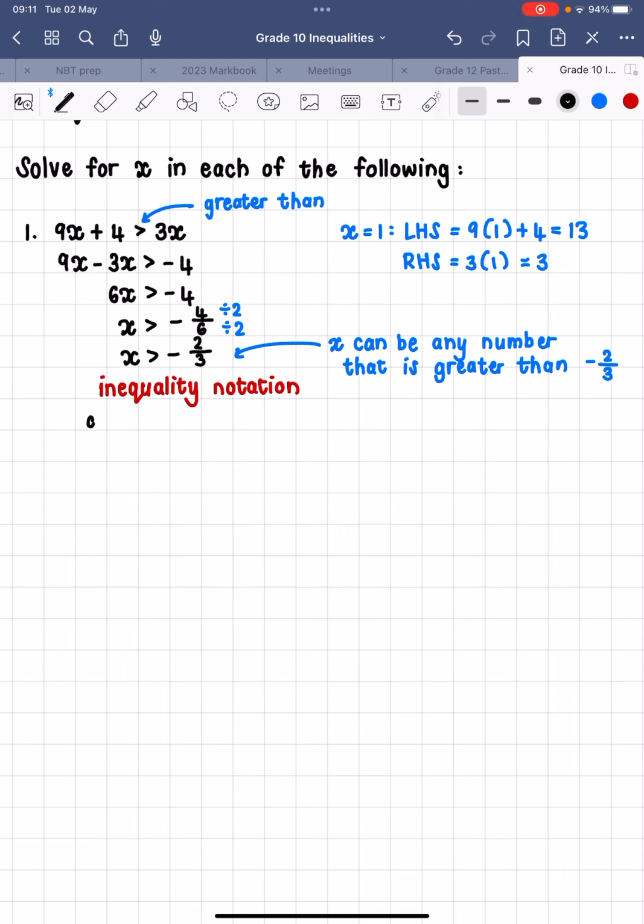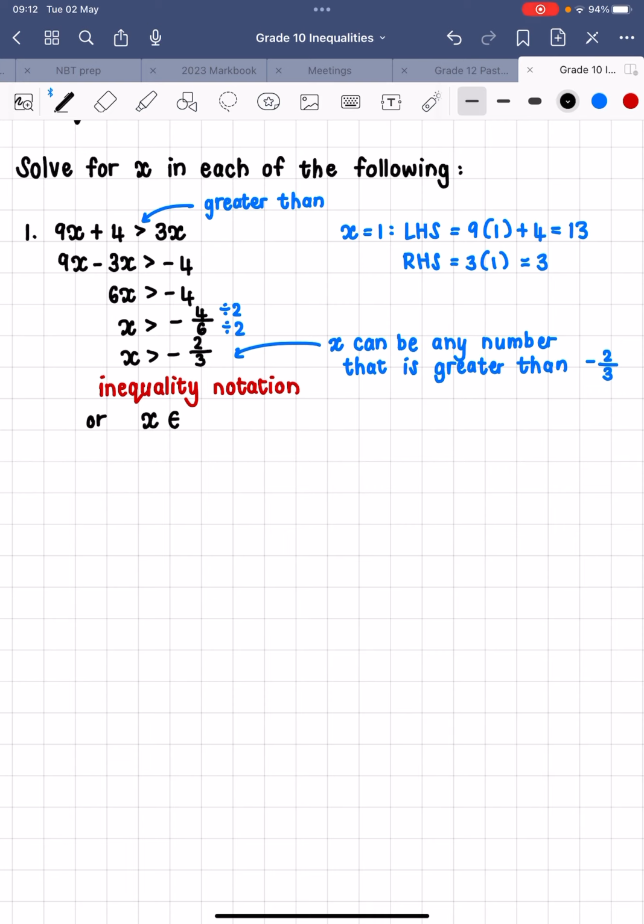So just another notation. You would say x is an element of, now guys, with interval notation, you always have to write the smallest number first. So you have to read it as if you're reading off a number line. Here we're saying that x has to be any number that is bigger than negative 2 over 3. So do we agree that the smallest number here is going to be negative 2 over 3? It can be anything bigger than that, right?